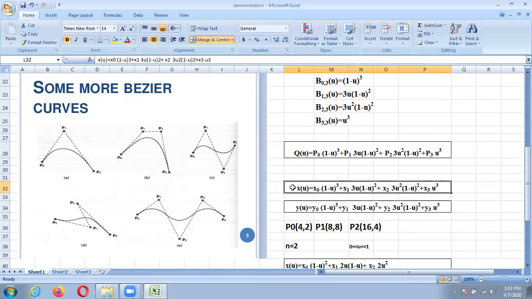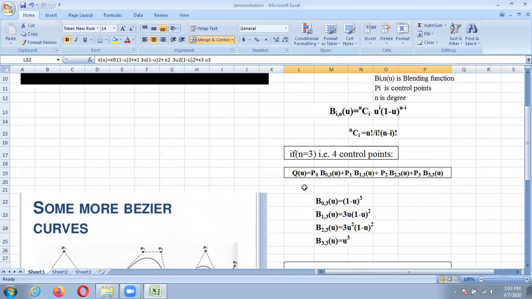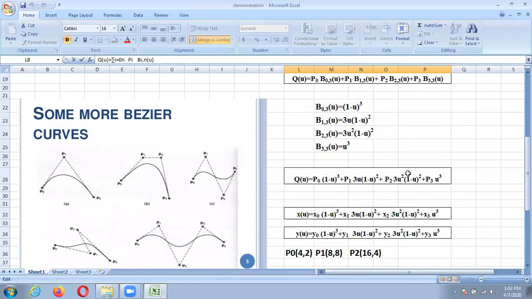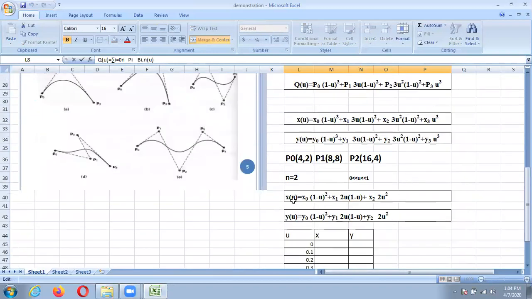So by using these equations, first this one. Your i is from 0 to n, and the degree is 2. So the sum for i equals 0 to 2 of pi times bi,2 of u, that is your equation over here. After putting the values and calculating the blending functions, we are getting these things.